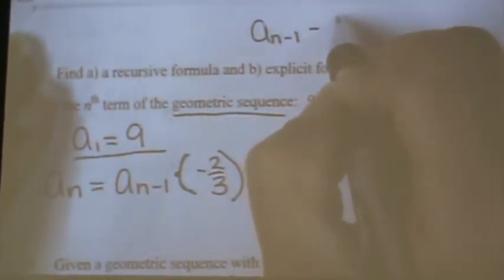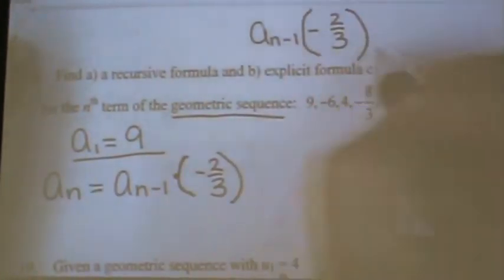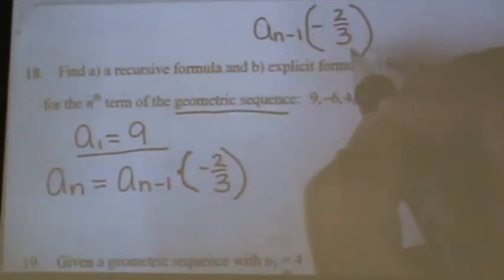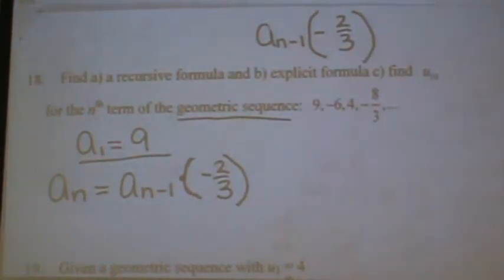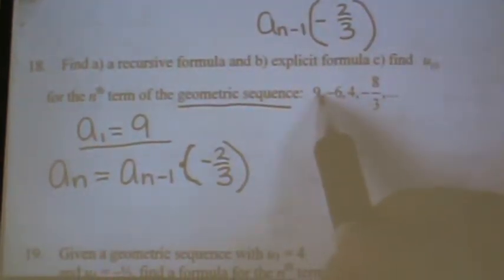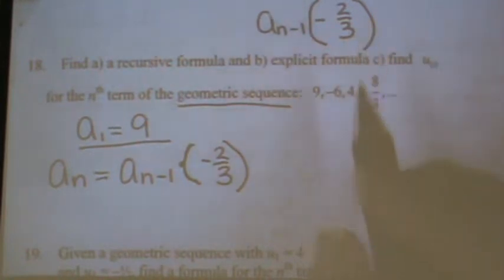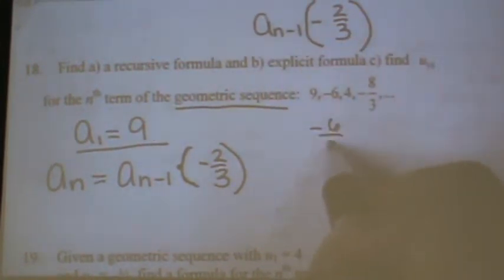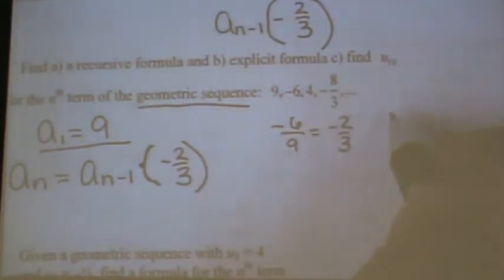Now, some of you guys did this: a sub n-1, and then you did -2/3. If you don't put this in parentheses like that, it looks like you're subtracting. So be careful. How'd you get the -2/3 again? You have to figure out what the ratio is. -6 divided by 9. Or you could do 4 over -6.